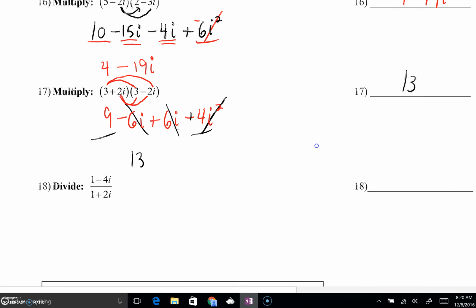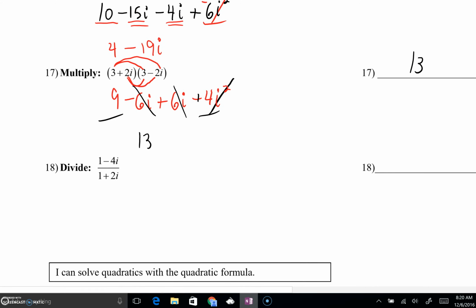For number 18, as we venture on to number 18 here, hopefully what you can see is that division is going to involve really focusing on that denominator. What we did before is we multiplied the top and the bottom by the conjugate of that denominator. The conjugate looks exactly the same, except you have a different sign in the middle. So I have 1 plus 2i, here I have a 1 minus 2i. Start multiplying and FOILing out.